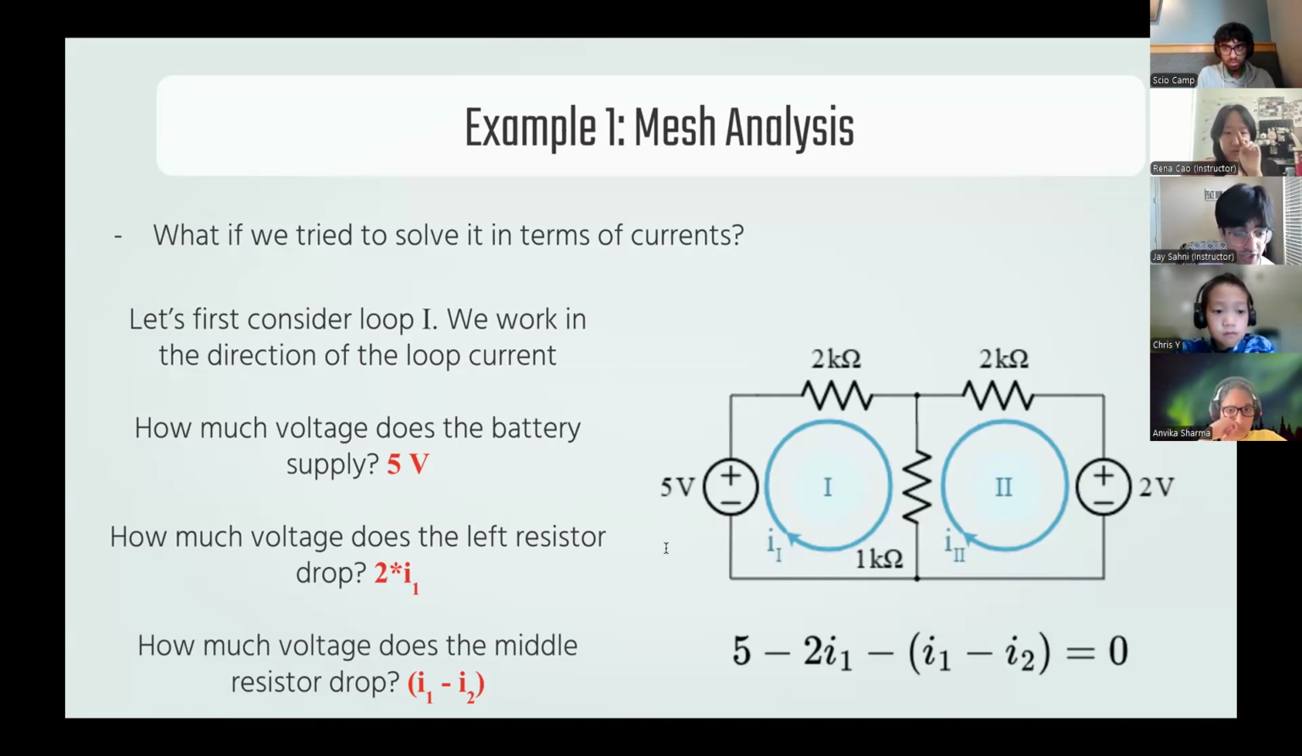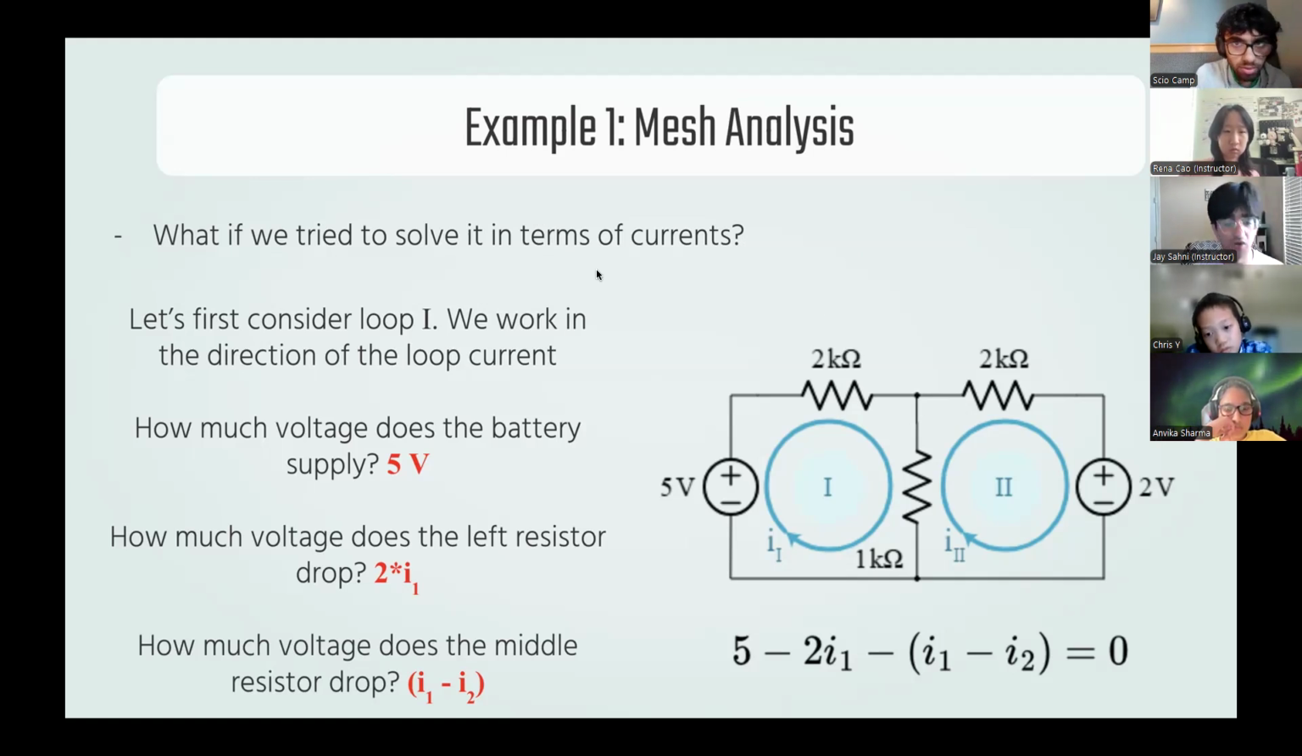How do we know how much the middle one drops? This is a good question. And as I was showing earlier, the current through it is the contribution from current 1 and the contribution from current 2. In this case, they're going in opposite directions, so we subtract.